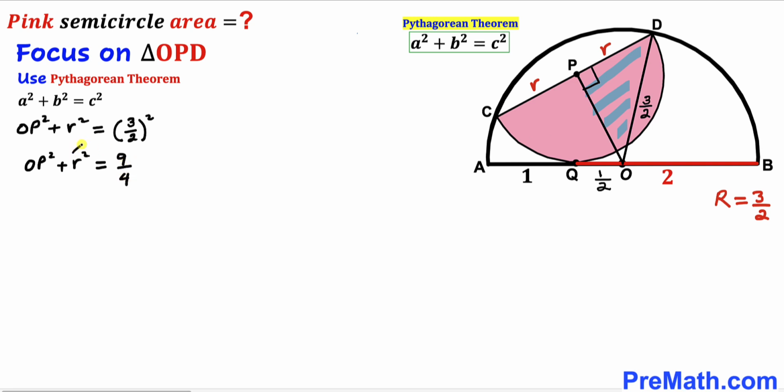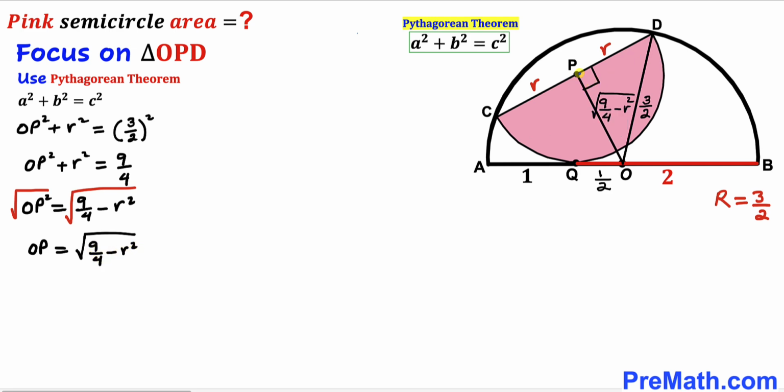Now I'm going to move r square to the other side. Therefore our OP square is going to be 9 divided by 4 minus r square. Now I am going to undo this square by taking the square root on both sides. Therefore our side length OP turns out to be the square root of 9 divided by 4 minus r square.